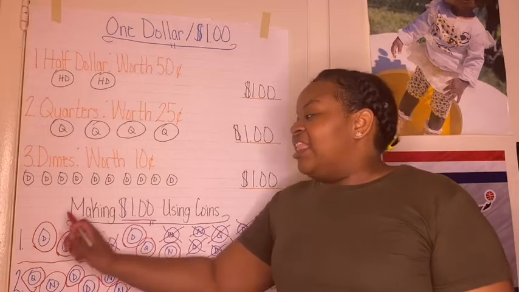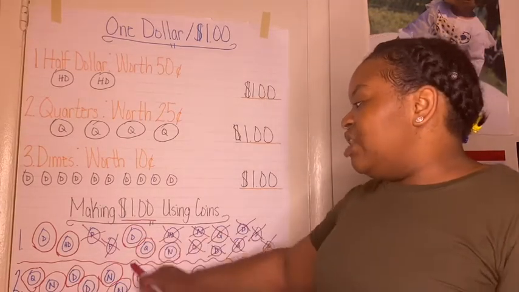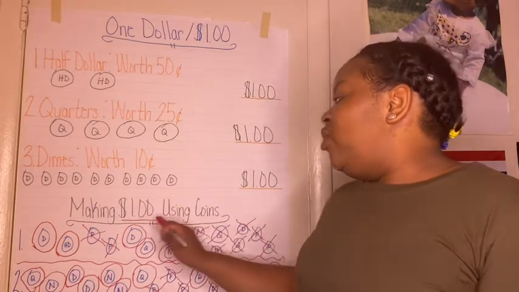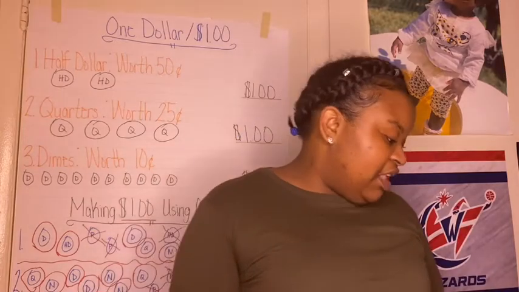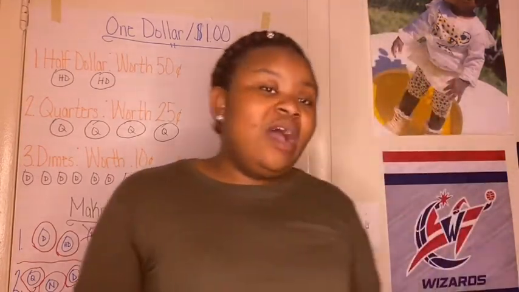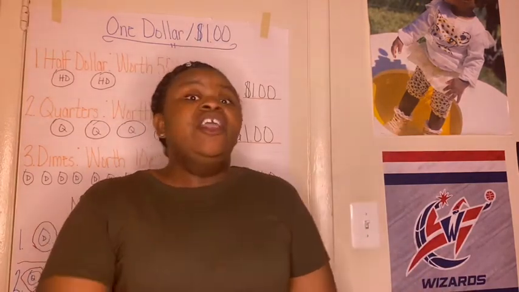$1. So exactly the same concept that you did here with number 1 and 2 of using different coins or using a variety of coins to make $1. You're going to do the same thing on page 270. All right, friends. So all you have to do now is numbers 1 through 4 on page 270. You got this.